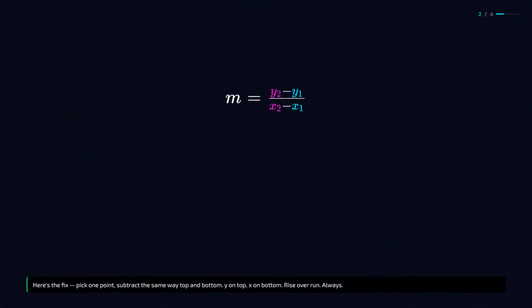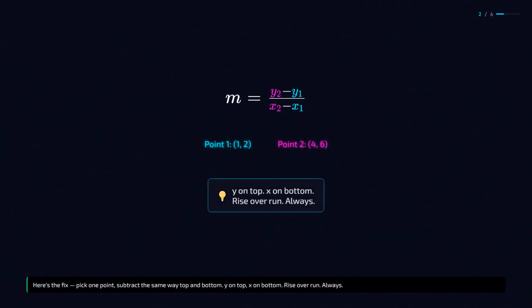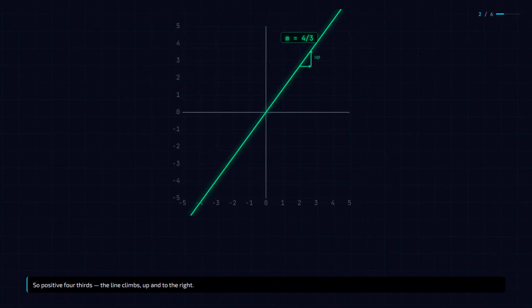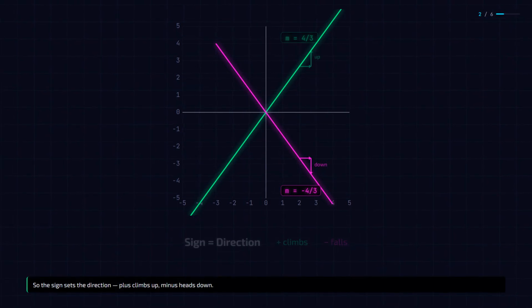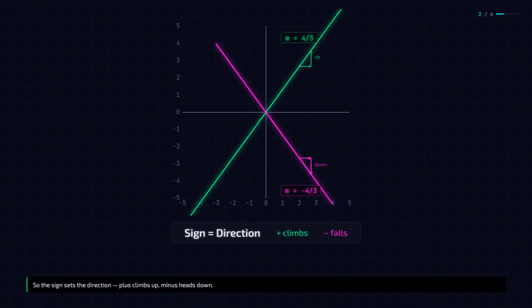Here's the fix. Pick 1 point, subtract the same way top and bottom. Y on top, x on bottom. Rise over run. Always. So positive 4/3. The line climbs, up and to the right. Make the slope negative. Now each step right takes you down, so it falls. So the sign sets the direction. Plus climbs up, minus heads down.